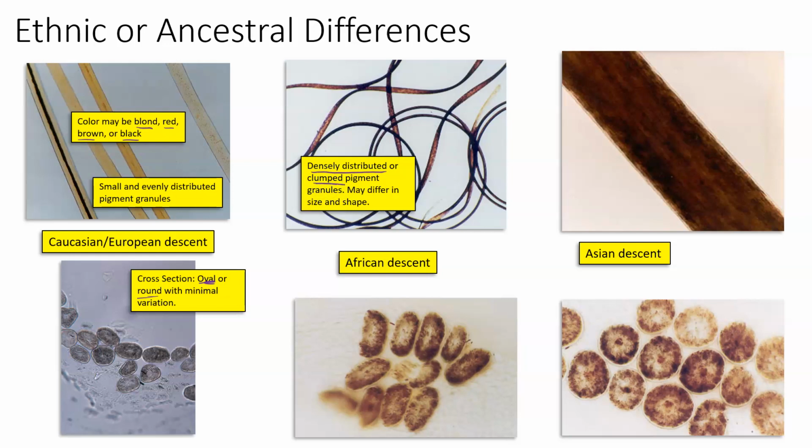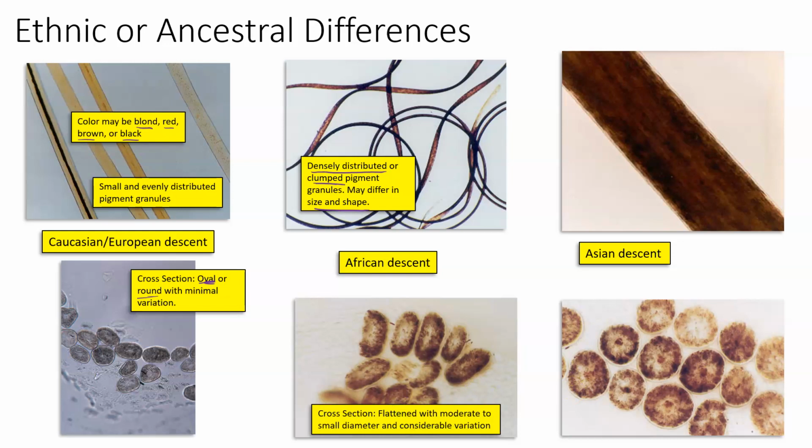And they may differ in size and shape, but there isn't as much variation among color as there is in the Caucasian or European descent, because most, 99% of the colors of hairs within individuals of this African descent, because of the densely distributed clumped pigment granules, the hair is really dark black.